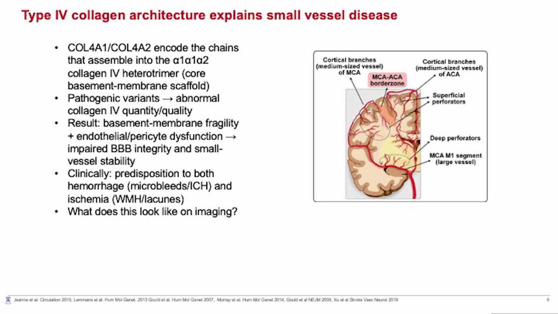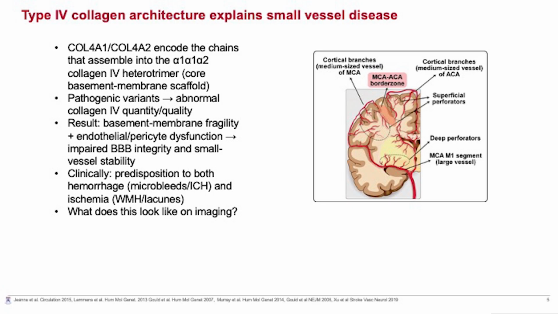quality. The result is fragility of the membrane within the brain, and you get blood vessel dysfunction, impaired blood-brain barrier integrity, and impaired small vessel stability. So this leads to both hemorrhage, as I said, bleeding, and ischemia, which we call white matter hyperintensity or lacunar damage. This all very much means the same thing.